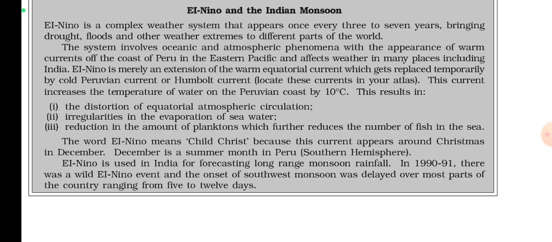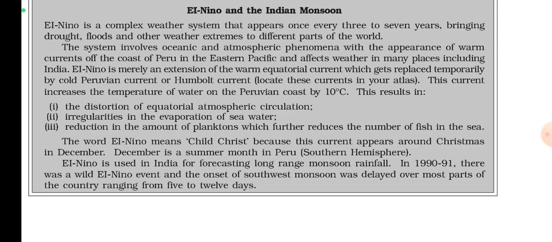drought, floods and other weather extremes to different parts of the world. The system involves oceanic and atmospheric phenomena, with the appearance of warm currents off the coast of Peru in the eastern Pacific, and affects weather in many places including India. El Nino is merely an extension of the warm equatorial current, which gets replaced temporarily by cold Peruvian current or Humboldt current.